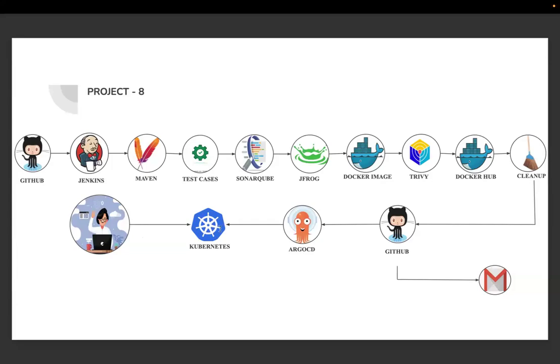Okay, here everything is automated. Only the developer needs to push his code to the GitHub repository. That's it. Everything until the deployment of that application is entirely automated. You do not need to do any manual steps. We are going to set up this automation as part of project number 8.